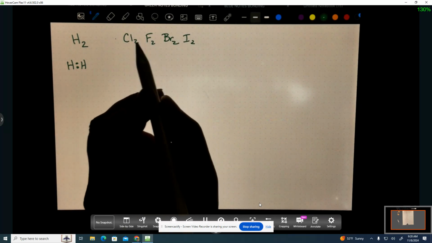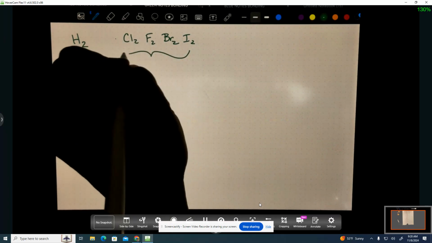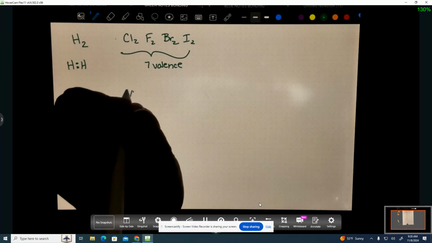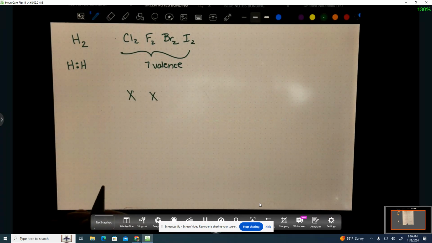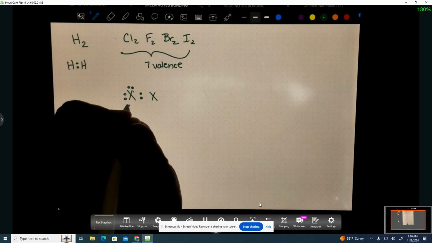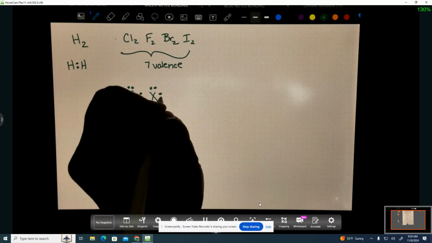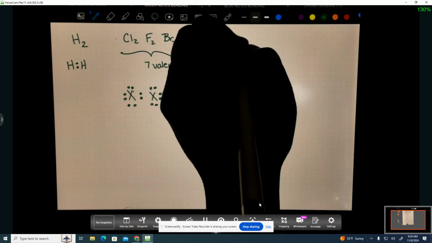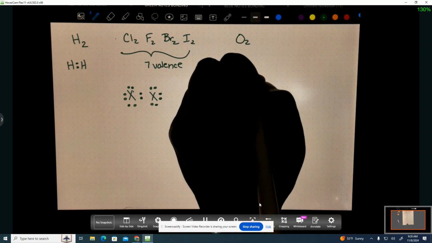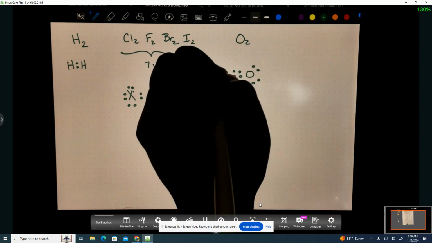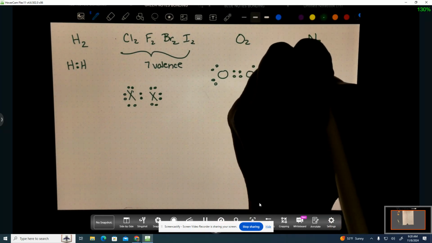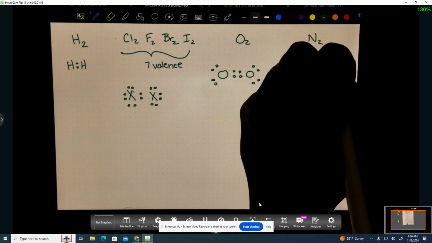Okay? All of these diatomics had 7 valence electrons, and so they all look the same. I'm using the X's to represent the letters, and then they all looked like this. And then we had oxygen. Oxygen has a double covalent bond. Looks like that. And nitrogen had a triple covalent bond. And I think that's where we left off.